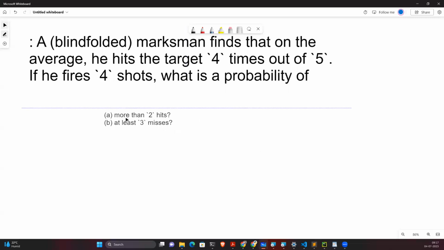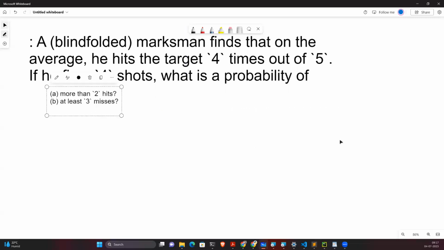See, probability questions are sometimes very hard to understand. So what is it saying? A blindfolded marksman finds that on average he hits the target 4 times out of 5. That's a kind of his analysis. Like if he fires 5 times, then out of 5 times, 4 times he achieves the target. Now he fires 4 shots. What is the probability that more than 2 hits will come, or at least 3 hits?